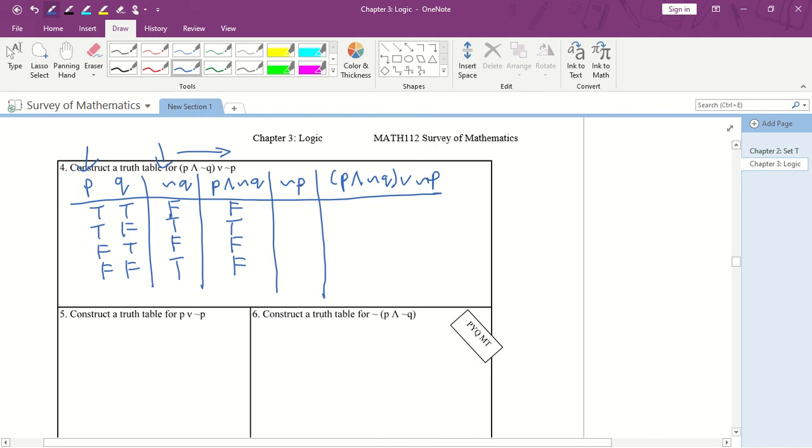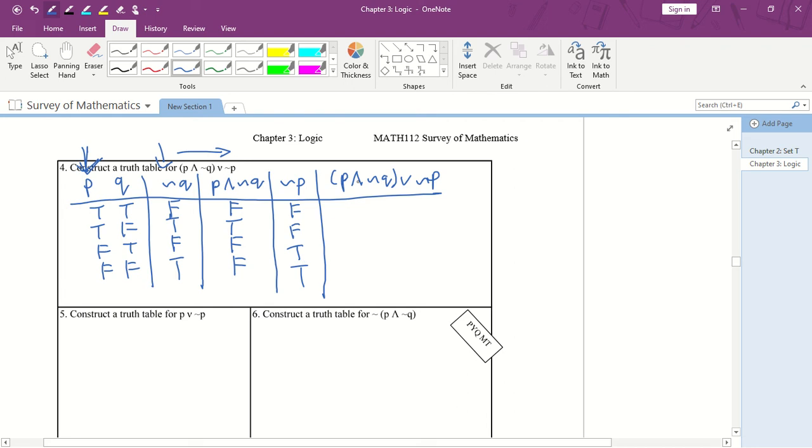Okay? And let's look at the next one, negation P. For negation P, we only look at P. So P is true, true, false, false. In negation, it will become false, false, true, true. Okay?